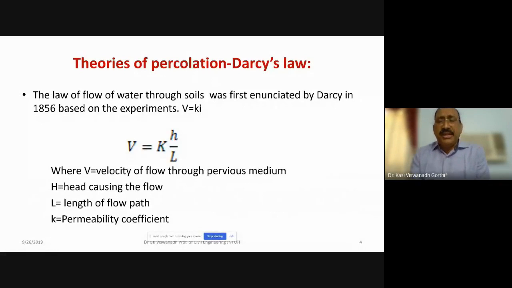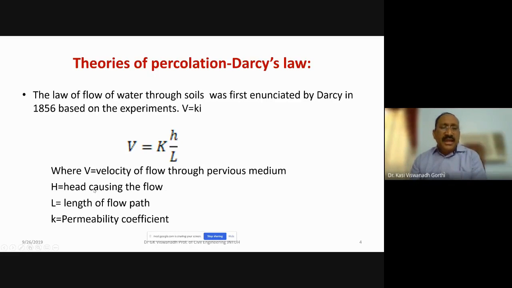First, the theories of percolation, Darcy's law. The law of flow of water through soil was first enunciated by Darcy in the year 1856 based on experiments. Darcy's law is very simple, stating that the velocity is directly proportional to the hydraulic gradient. So V is equal to K into I, where I is the hydraulic gradient, which is given by H by L.